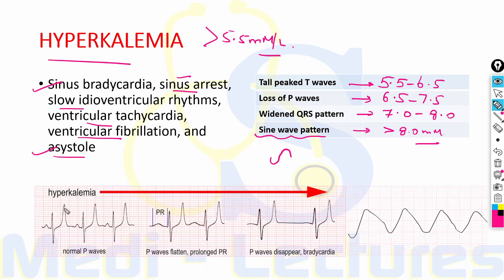Now these are the ECG changes. As the blood potassium rises, first of all there are tall peaked T waves with normal P waves. Further rise in blood potassium leads to loss of P waves with increase in PR interval. Later, the P waves totally disappear and there is bradycardia. Finally, at levels of more than 8 millimoles, there is development of a sine wave pattern along with broad QRS.